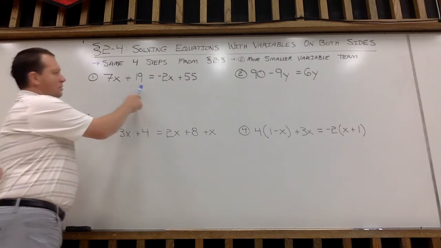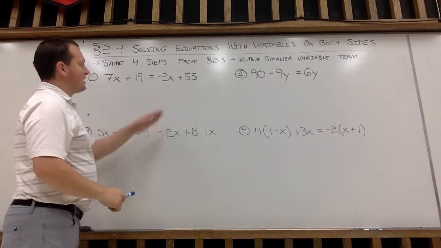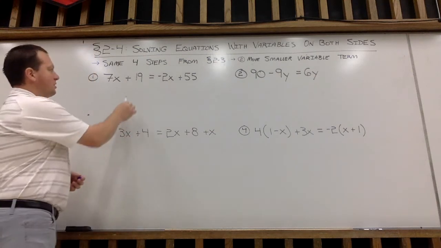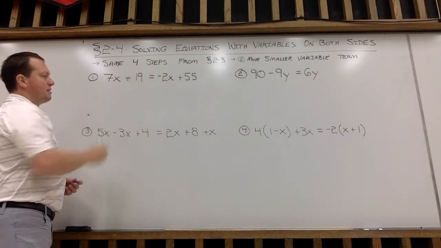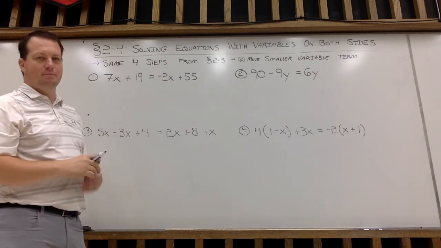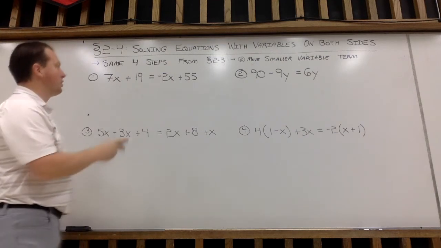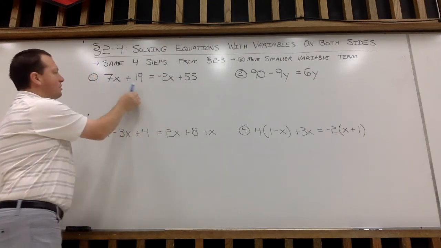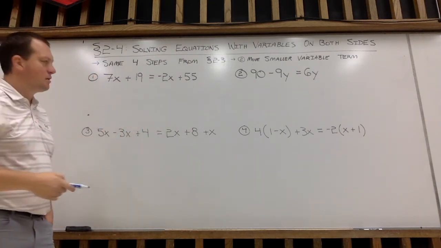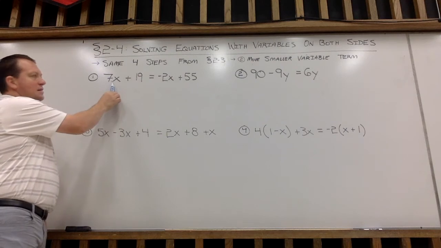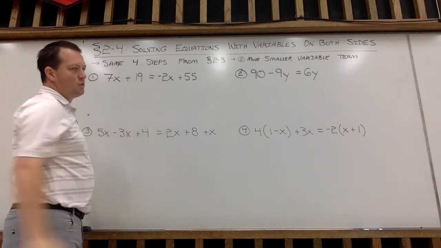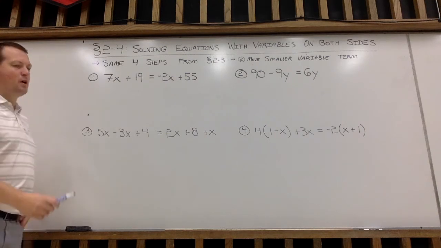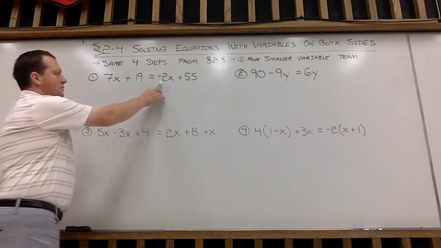So first example I have is 7x plus 19 equals negative 2x plus 55. Step 1 was look to combine like terms, distribute, simplify on either side of the equation. Nothing here, nothing there. X's and numbers are non-like terms. So I see here that I have 7x's on the left side and negative 2x's on the right side. The x term that is smaller in this case is going to be negative 2x.